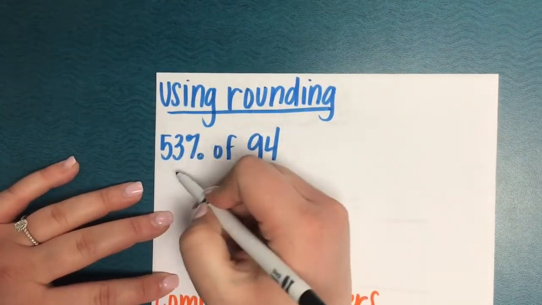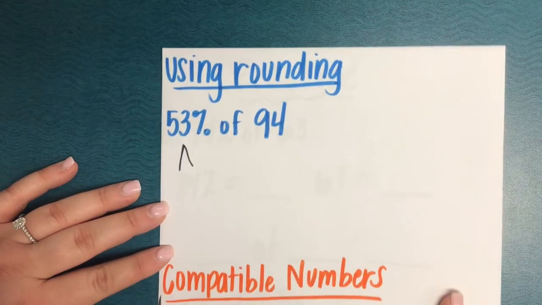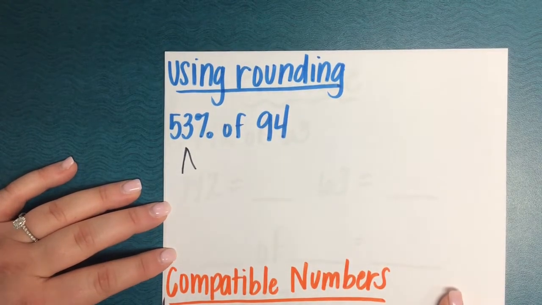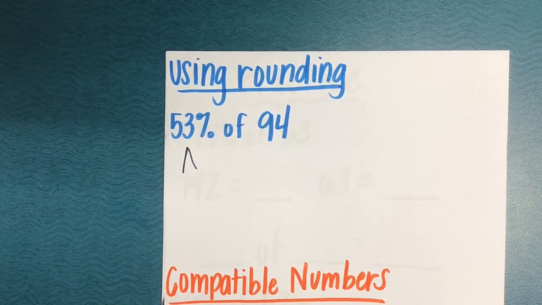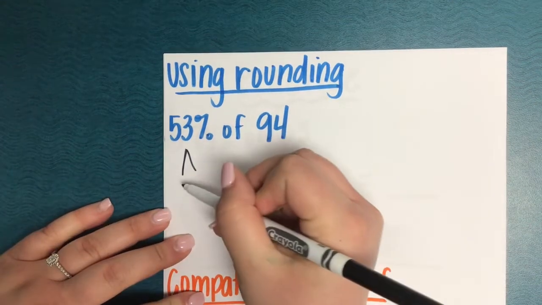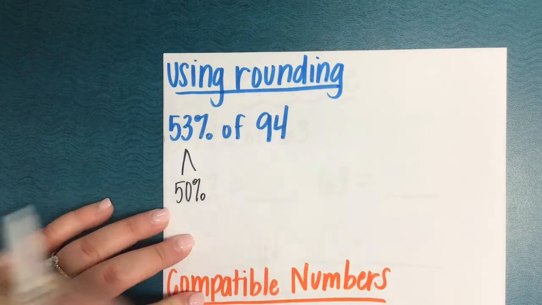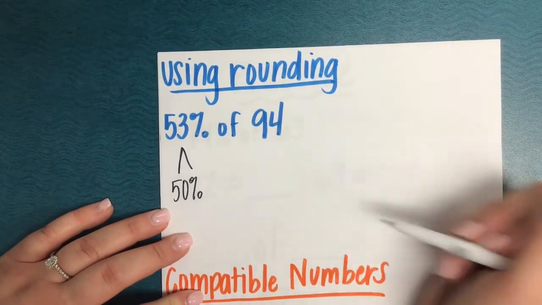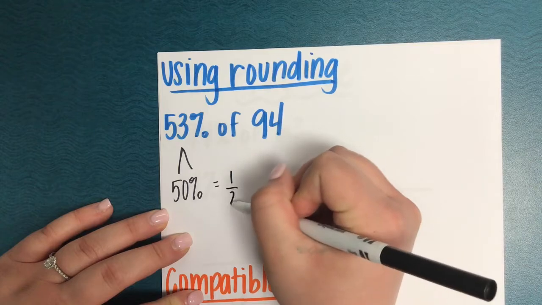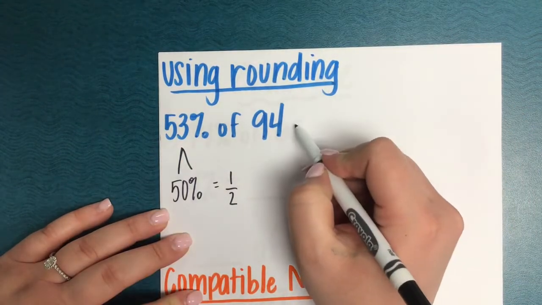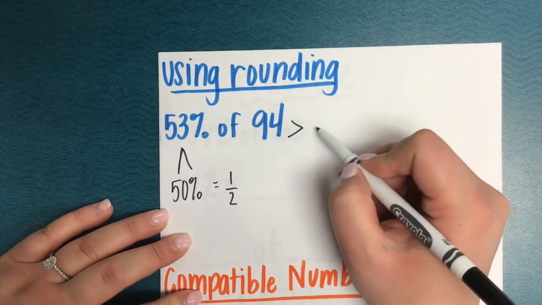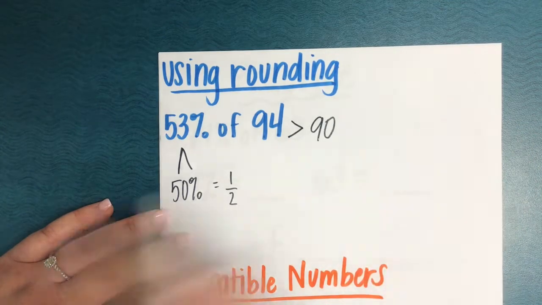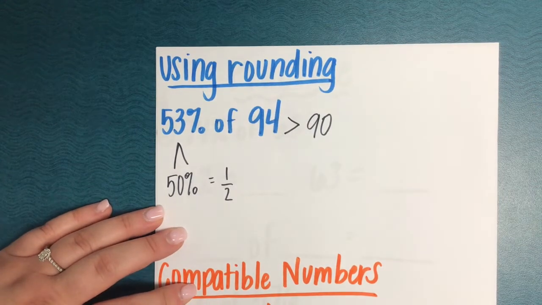Okay, so 53 rounded, we would round down because as sixth grade mathematicians, we know that a number less than 5, we're going to round down. A number 5 or greater, we're going to round up. So 53%, we're going to round down to about 50%. And we know that 50% is equal to 1/2. Then we have to do 94. So 94 rounds to 90.